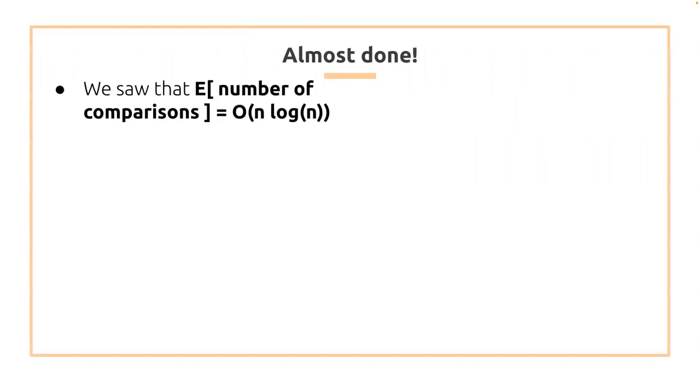So we're almost done. We saw that the expected number of comparisons is n log n. Is that the same as the expected runtime? Yes or no? Yes, because of the linearity of expectations? It does not have to do with the linearity of expectations, but the answer is yes.